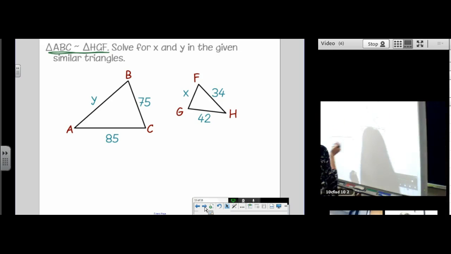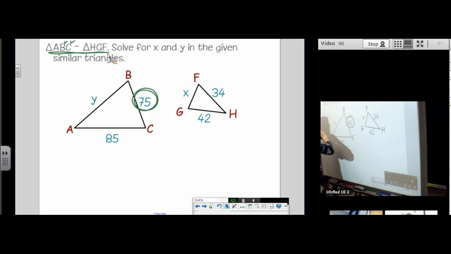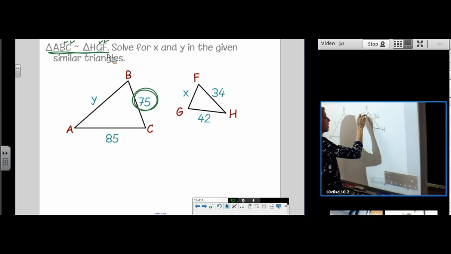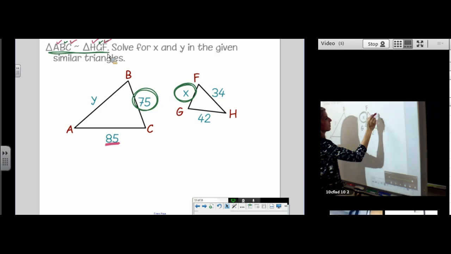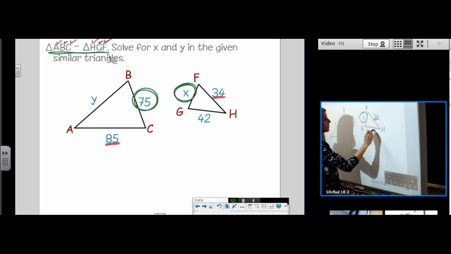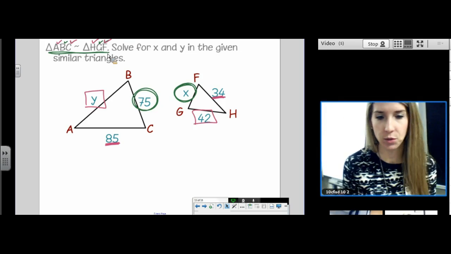All right, let's grab this number right here. BC is listed second, third. What else is listed second, third? GF. Okay, so 75 goes with X. Okay, let's try this one. AC is listed first and third. What else is listed first and third? HF. And then, of course, GH is going to go with AB. So I always do the circle, box, and underline trick. That way I know which ones go together.